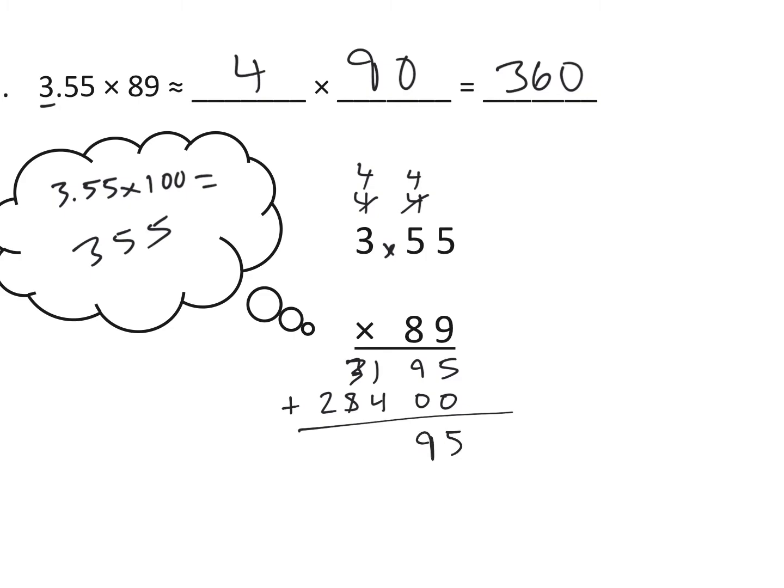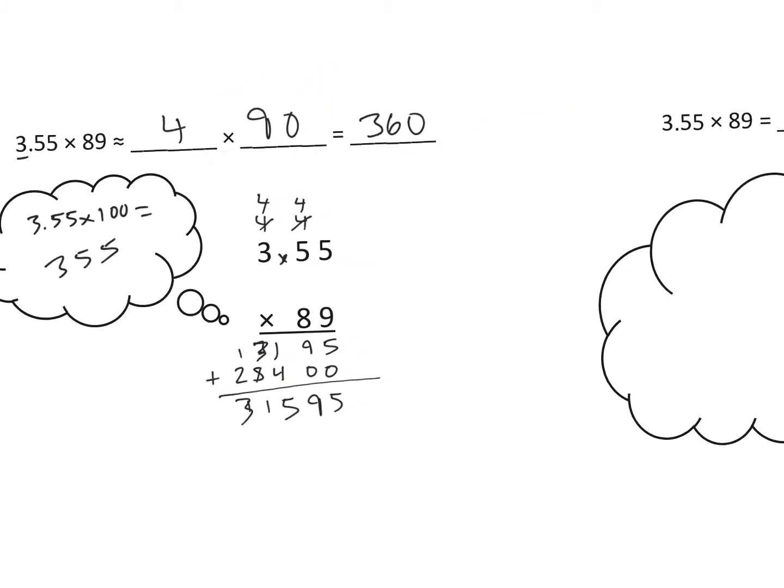5, 9, 5, let me carry the 1, 3. 31,595. Now my estimated product was 360. This is 31,000. I know that this is not right. So I'm going to come over here. I'm going to use my little thought bubble.